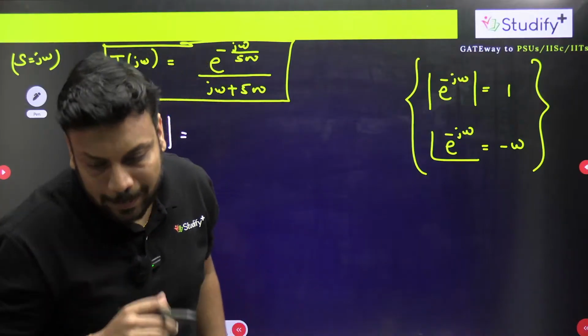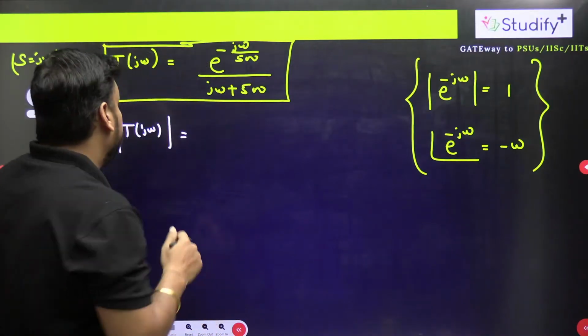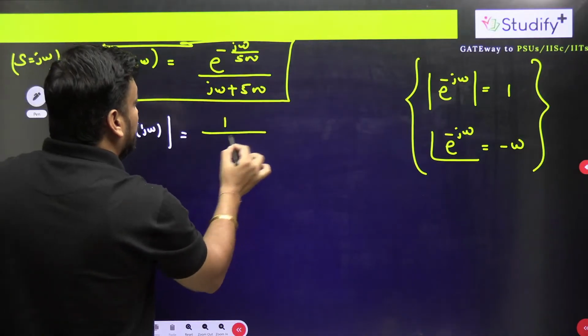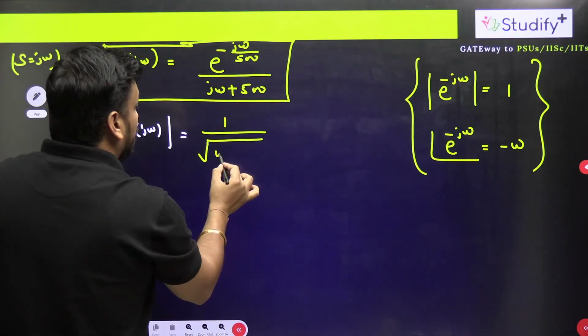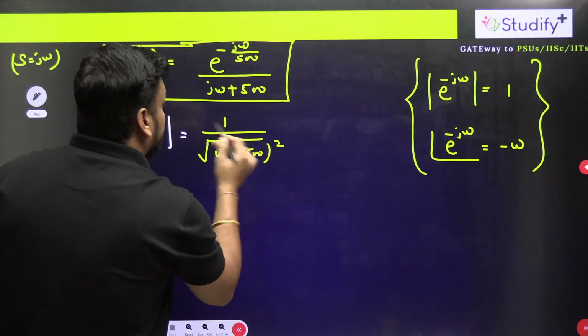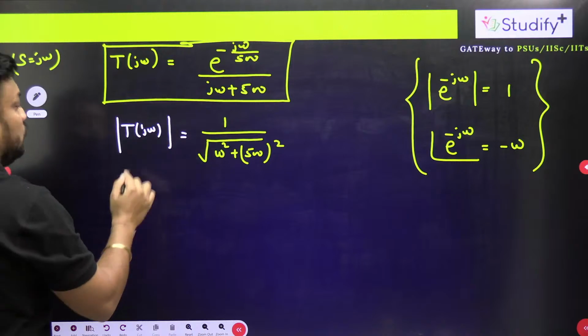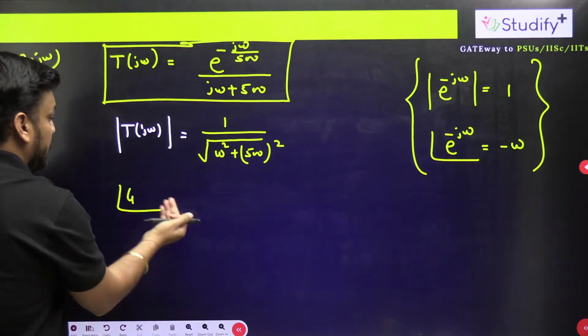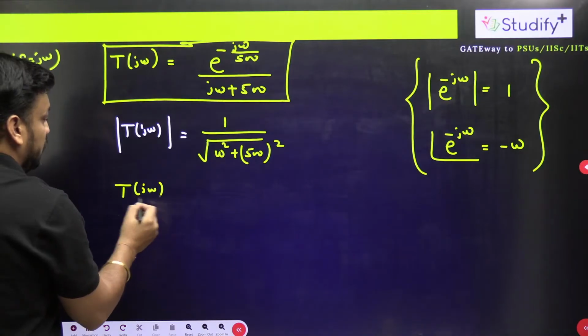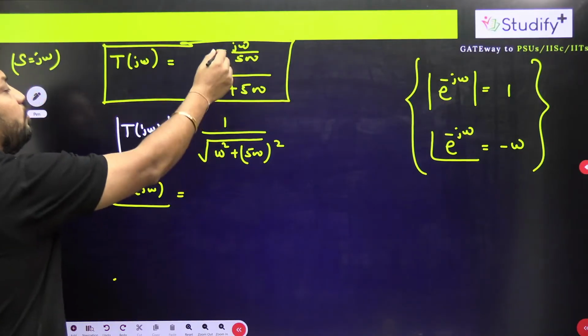Proper? Now, the magnitude of T(j omega): the magnitude of the numerator is 1 only, and in the denominator we write the magnitude as under root of omega square plus 500 whole square. This is the magnitude. However, the magnitude is not required, sir; only the angle is required, which means the angle of T(j omega). Now tell me, what is the angle of the numerator?